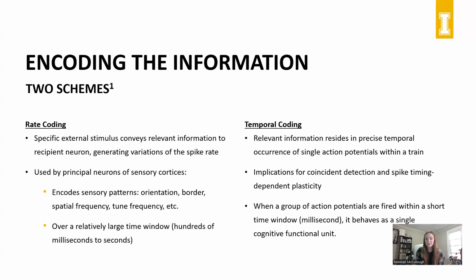The temporal coding is what we're going to focus on a little bit more here today, and that's where relevant information resides in the very precise temporal occurrence of a single action potential within a train. So within this, there is a group of action potentials that are all fired within a very short time window, and so it behaves as one cognitive functional unit.